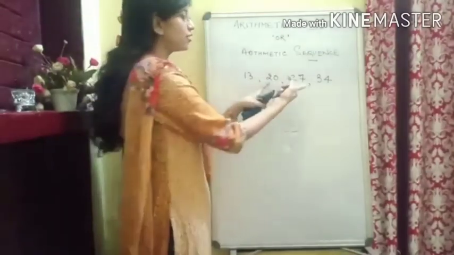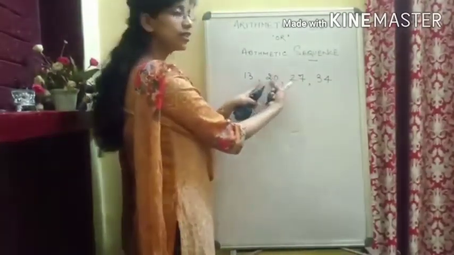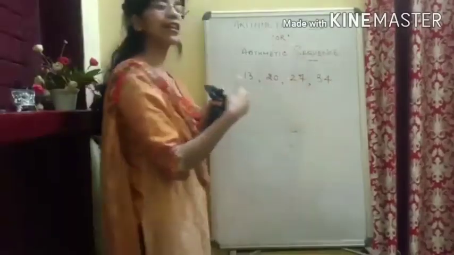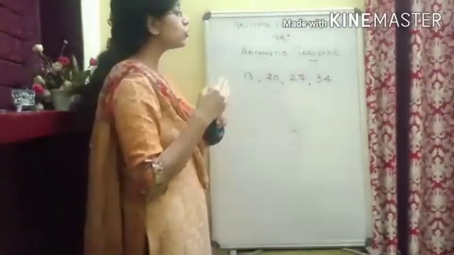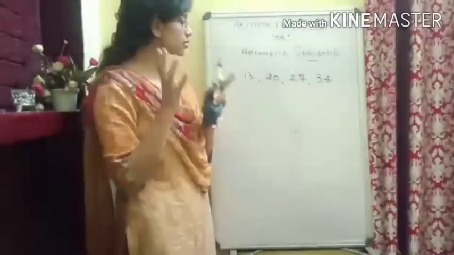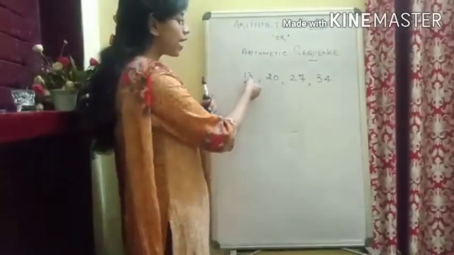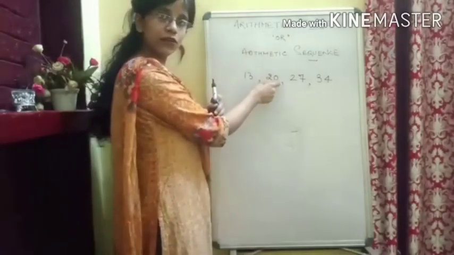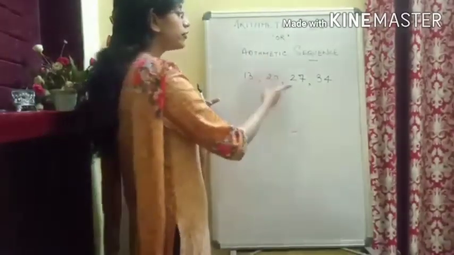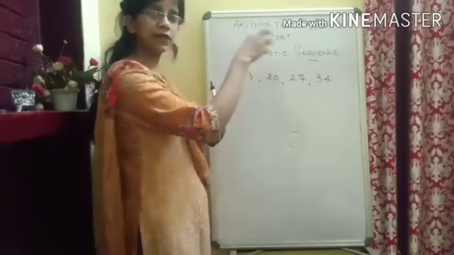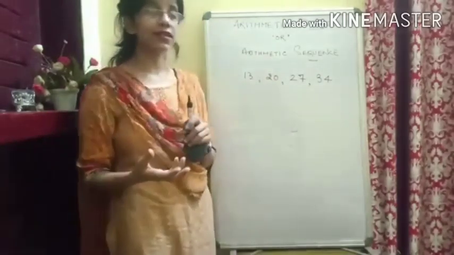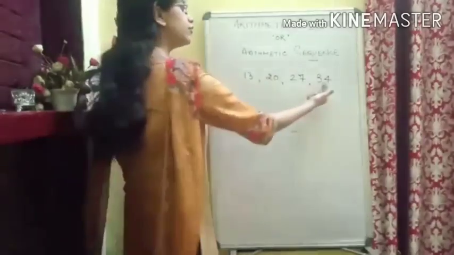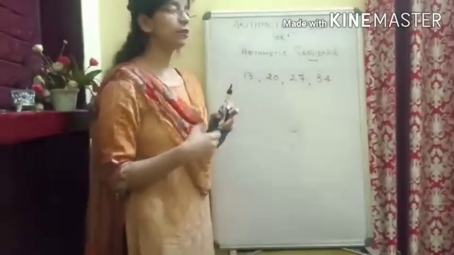That is 7. The difference of 27 and 20 is 7. What is the difference of 34 and 27? That is again 7. So let us sum up: whether you say we add a particular number to one number to get the next number of the sequence, or the difference between the two members of the sequence, it will be the same. Like 27 minus 20 will be 7, 34 minus 27 will be 7.